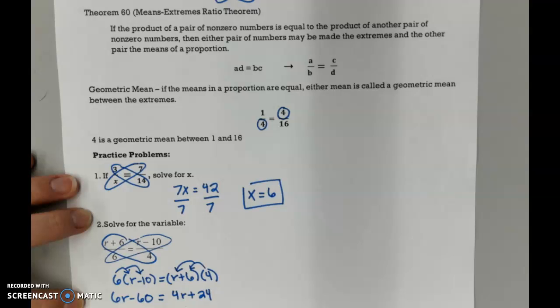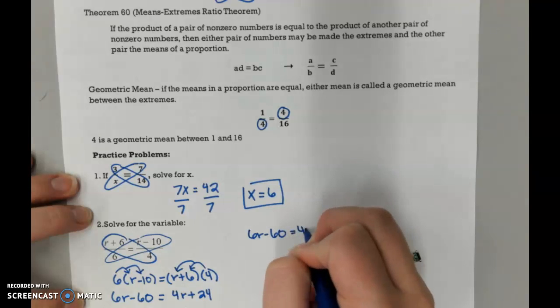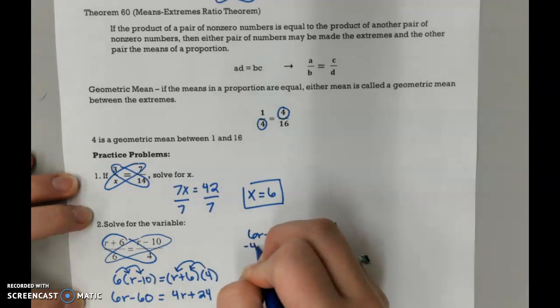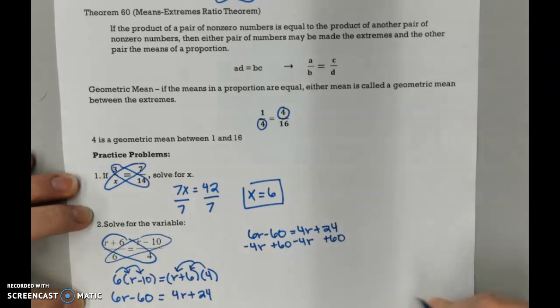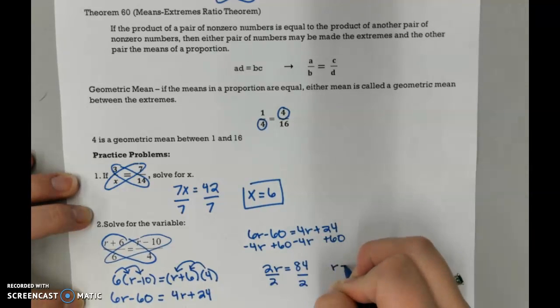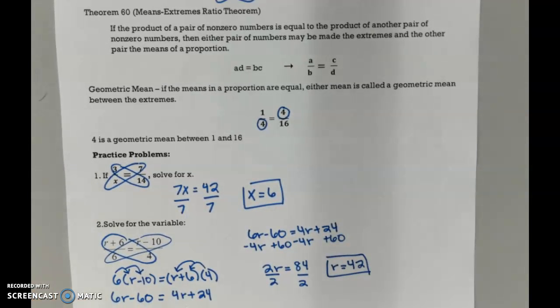I'm going to get all my variables on one side and all my constants on the other. I'm going to rewrite this over here just because I'm running out of room. So I'm going to move my 4r over, and I'm going to move my 60 over. That gives me 2r is equivalent to 84. So I divide by 2. And the last step is to say that r is equal to 42. And that is it for 8.1.